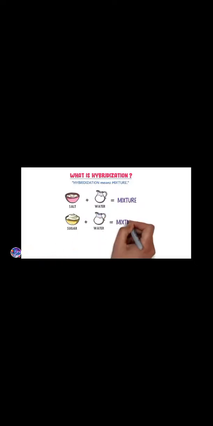Let me teach you what hybridization is. Well, the word hybridization means mixture. For example, when you mix salt plus water, you get a mixture. When you mix sugar plus water, you get a mixture. Similarly, consider two atomic orbitals, s orbital and p orbital. When these two orbitals mix or combine together, they form hybrid orbitals.